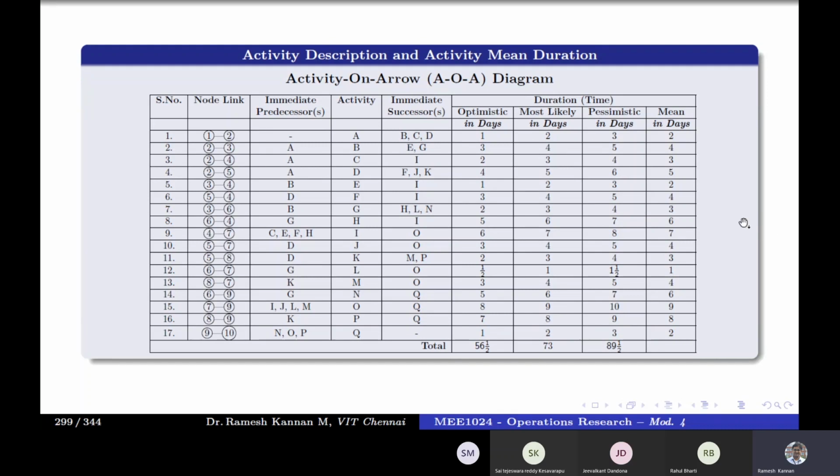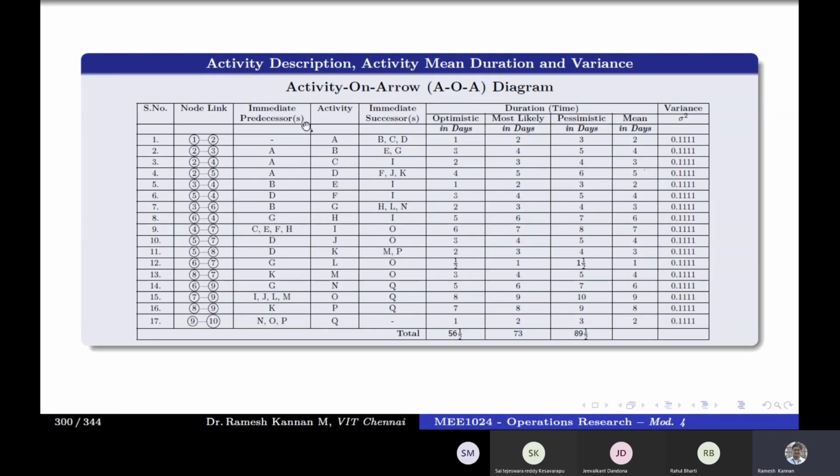We have already calculated the EST, LST, and critical path, and so on. So if the mean value is different, then you have to find the entire critical path. You have to find event times, activity times, and also the total float to find the critical path, and so on.